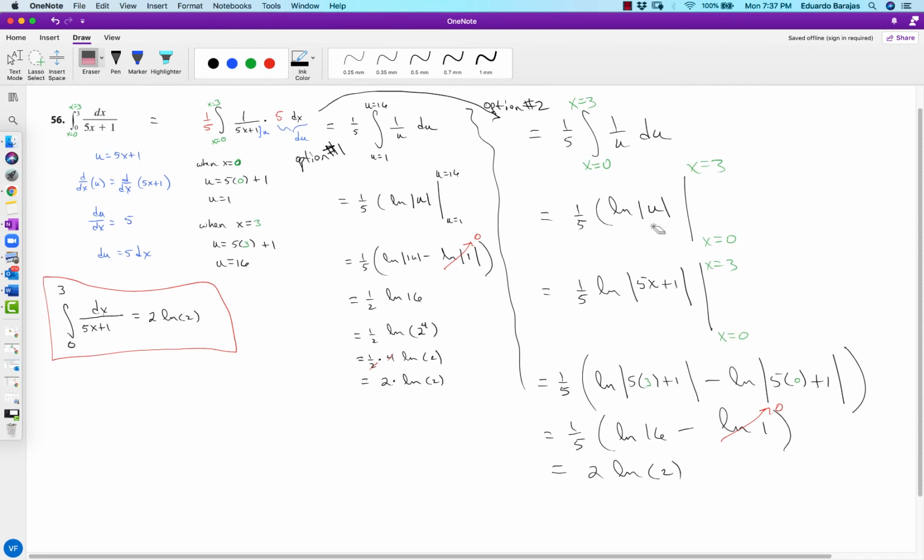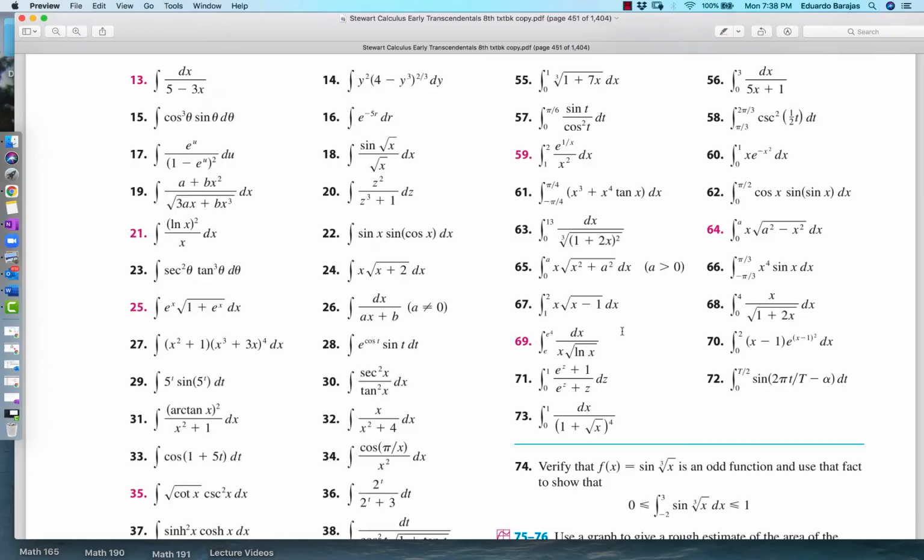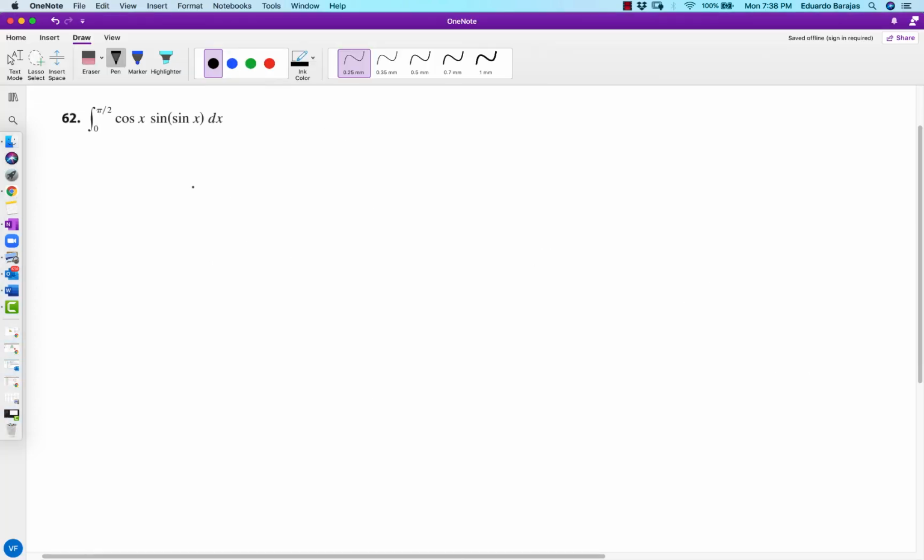Okay, let's try one more. How about number 62? Okay, so we have cosine x times sine of sine x. So I think it would make sense to let u equal this so that we can simplify this composition of functions a little bit. If we let u equal sine, its derivative is cosine, which is right out there. So that feels like the right thing to try. If you pick the wrong u and it doesn't work out, then come back and try something else.